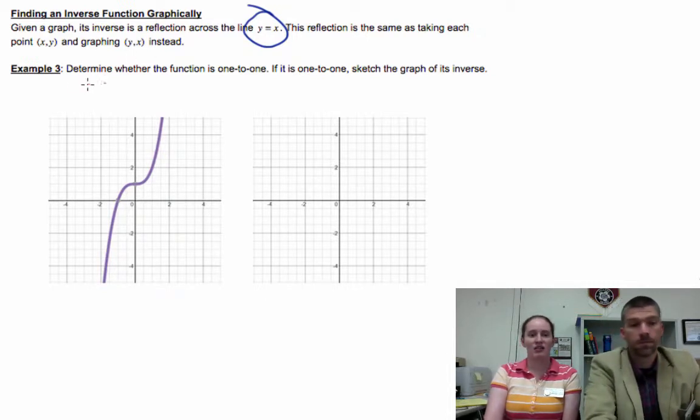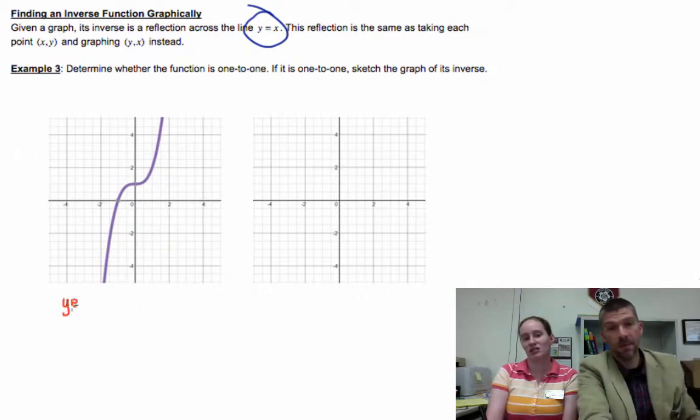We can. Now the example says determine whether the function is 1-to-1. Yes, it is, because it passes the vertical line test. Right. And it passes the horizontal line test. It's got to pass them both.